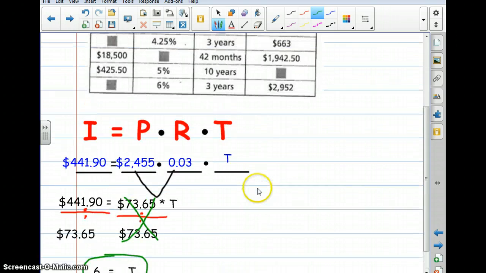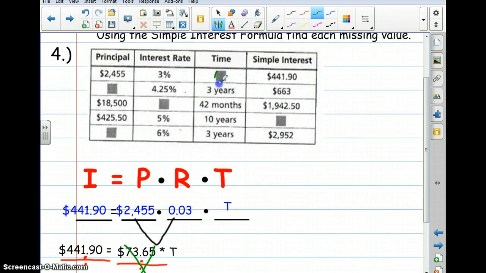Okay, so I go back up to my chart and I put in 6, and we can abbreviate the term years, YRS. So that means if I go to the bank and I deposit $2,455, and the bank agrees to pay me an interest rate of 3%, which is quite high, by the way. It's not usual to get that high of an interest rate. If I leave it in there for 6 years, the amount the bank will pay me in interest is $441.90. Okay, so that's just a recap of what we know.